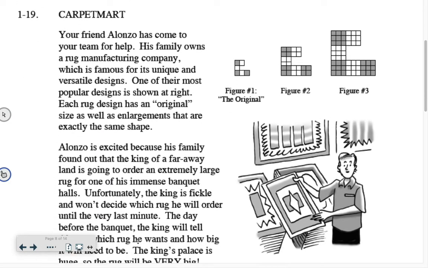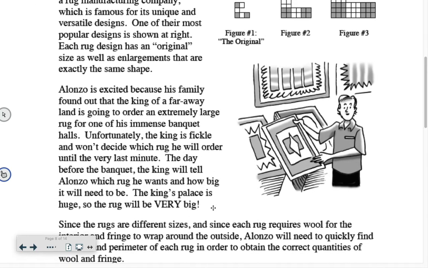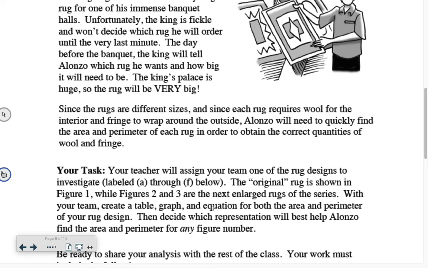Carpetmore. Your friend Alonzo has come to your team for help. His family owns a rug manufacturing company, which is famous for its unique and versatile designs. One of the most popular designs is shown at the right. Each rug has an original size as well as enlargements that are exactly the same shape, just however many times bigger, okay? Alonzo is excited because his family found out that the king of a far, far away land is going to order an extremely large rug for one of his immense banquet halls. Unfortunately, the king is fickle and will not decide which rug he's going to order until the very last minute.